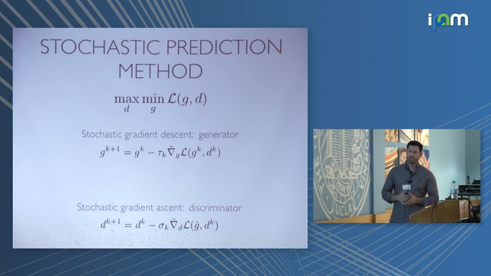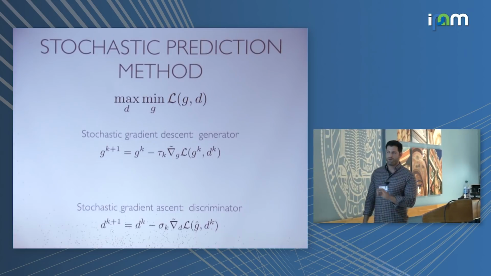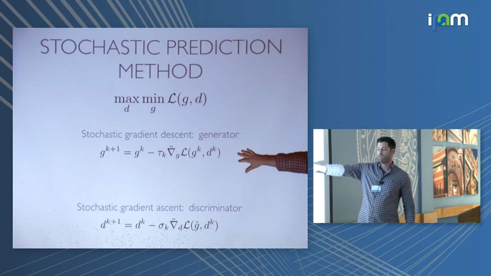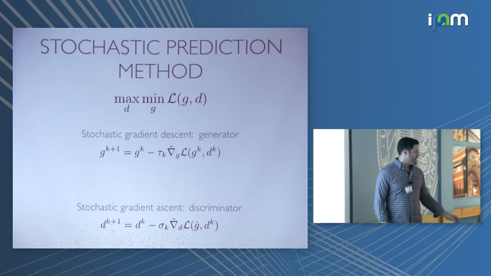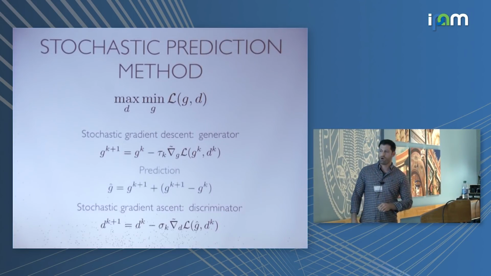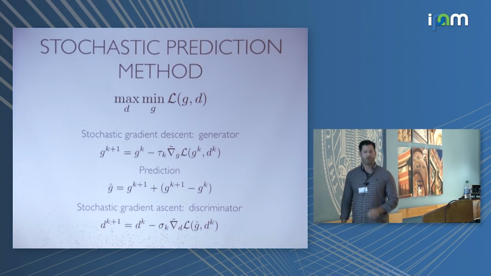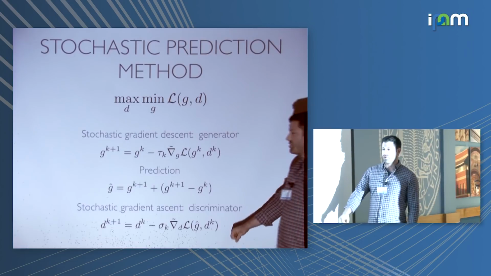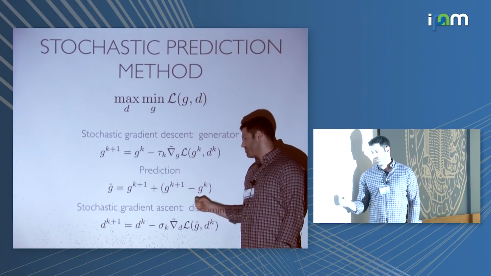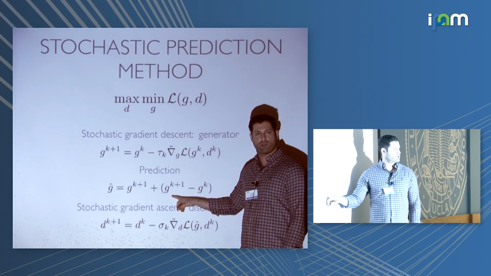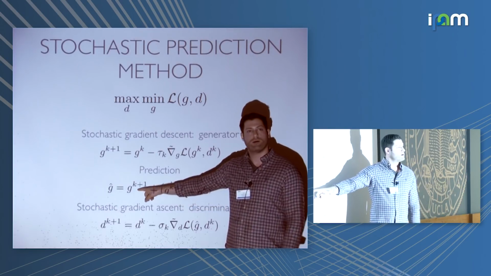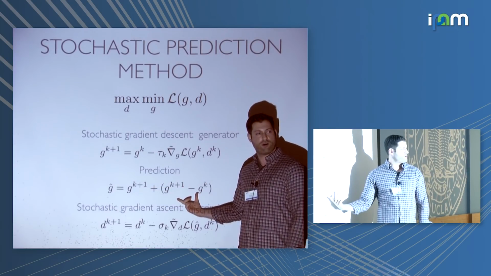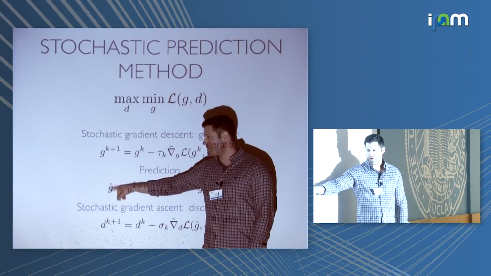If you want to stabilize this kind of training, you just have to make a very simple change. I have this descent step and then this ascent step. I'm just going to add in a trivial thing called a prediction step. The prediction step says, after you update your generator weights, look at the step you took between your old generator weights and your new generator weights, and add that back. So go further. However far you just went, go that much further, and call that G hat.